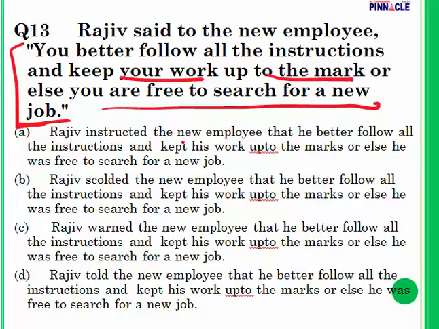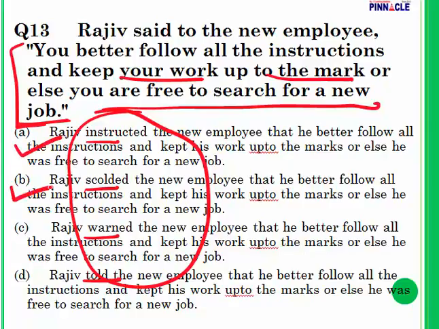What is the tone? Let's look at the reporting verbs. We have instructed here, then we have scolded, we have warned, and we have told. All the four reporting verbs themselves given are different, so the reporting verbs themselves will decide which one is to be used. Rajiv instructed, he is not instructing. Scolded, he is neither scolding. He is warning him. Yes, he is warning him.